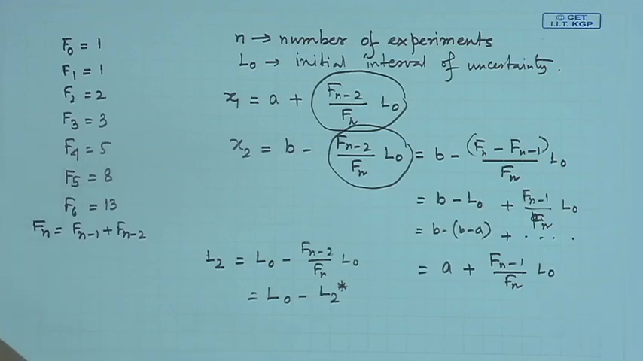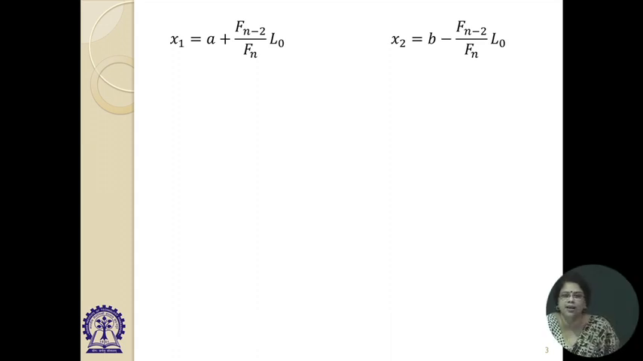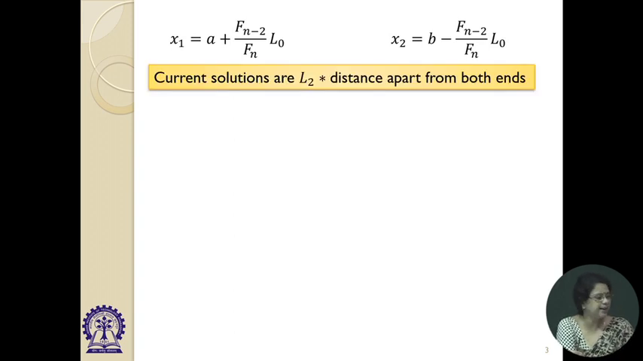In the third, I will find out L3 star. And what is the process? In brief, I am just telling you, then you will understand. Initially I was getting x1 and x2, and I am saying take 2 points x1 and x2, which are L2 star distant from both ends of that interval, because I am taking A plus L2 star and B minus L2 star. That is why the guideline is that the current solutions are L2 star distant apart from both the ends.